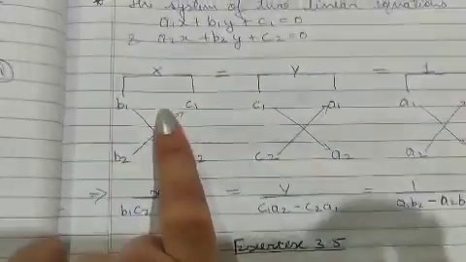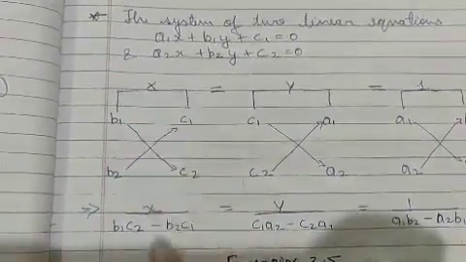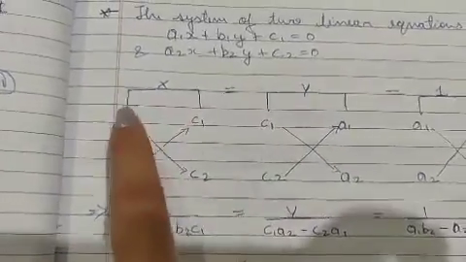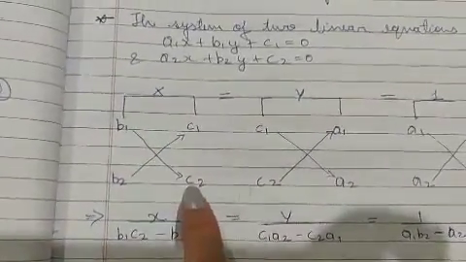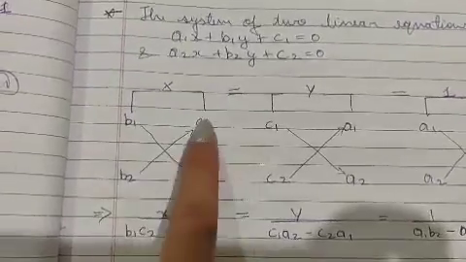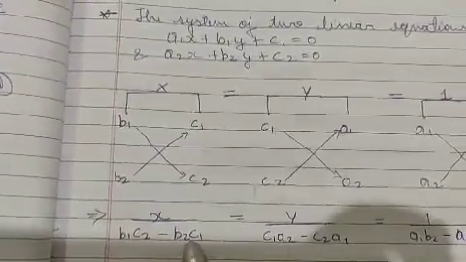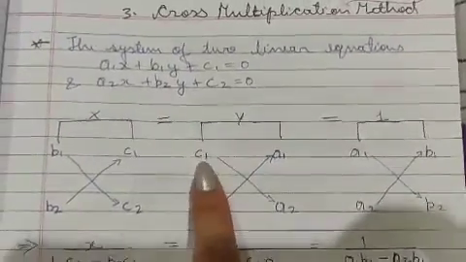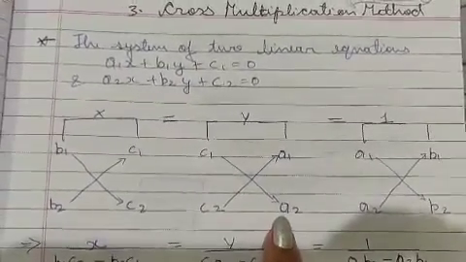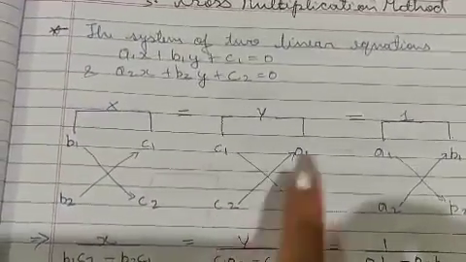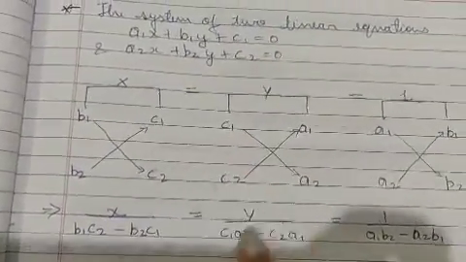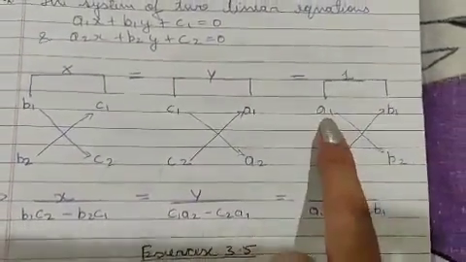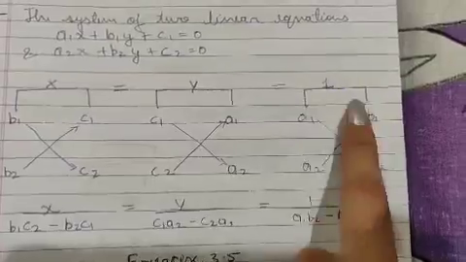Okay, so see how we'll get the denominator of variable x. See, b1, b2, c1, c2. Now we need to cross multiply it: b1 into c2 minus b2 into c1. b1 c2 minus b2 c1 is the denominator of x. Now for the denominator of y, see, c1 into a2 minus c2 into a1. Now for the constant term, a1 into b2 minus a2 into b1.